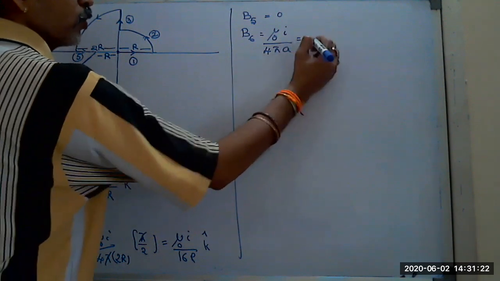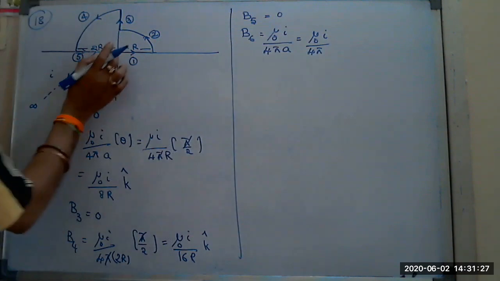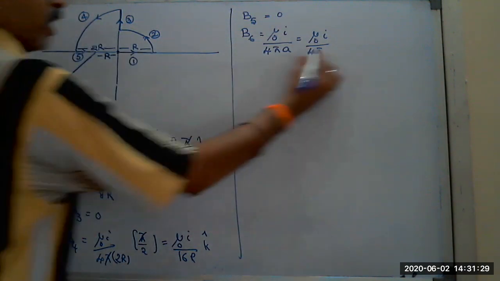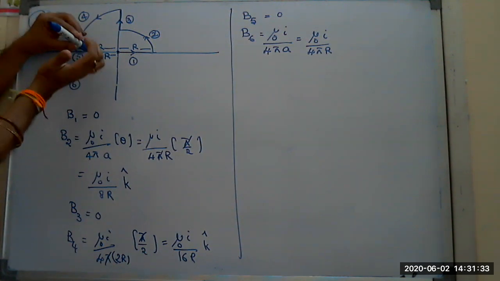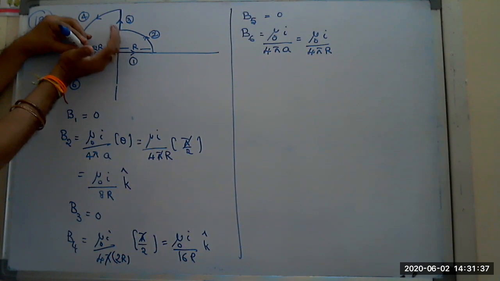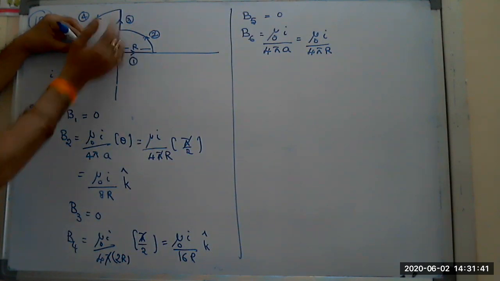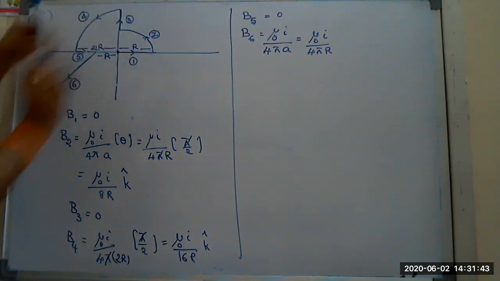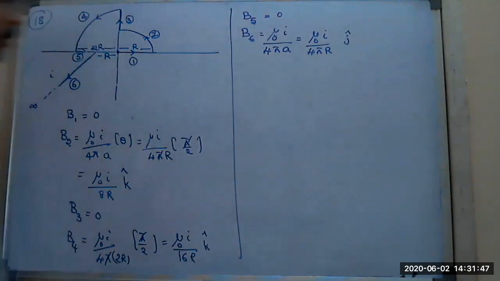In problem number 5, I already told you the semi-infinite formula is mu naught I by 4 pi a. So this equals, you can write, mu naught I by 4 pi a. The distance is r from the wire, so 4 pi r. And look, it is carrying the current along the positive z-axis. Positive z-axis means look at that point: the magnetic field is coming, my fingers are coming upwards along the y-axis. Along the y-axis means this is j cap.